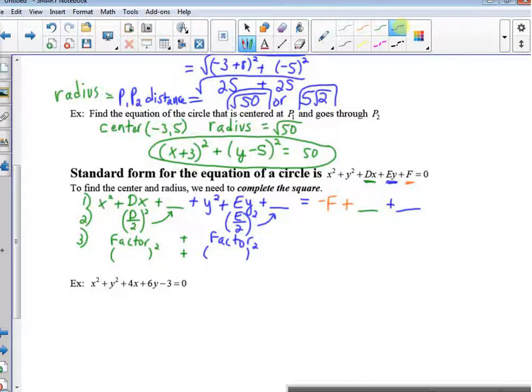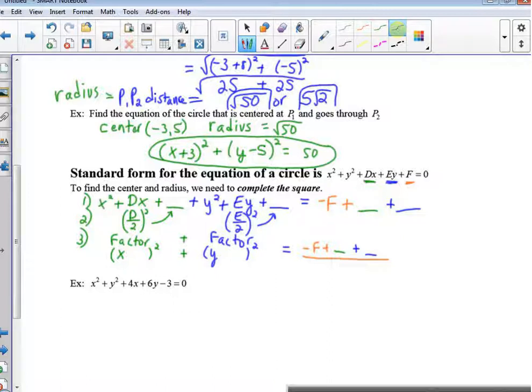It's going to be like x plus or minus something, and y plus or minus something. And then that's all going to equal the right-hand side, which you combine. So negative f plus whatever was there plus whatever was there. And there you're going to have your radius squared. So this right-hand side is the radius squared, and you can figure out your radius, and then you'll figure out your center.